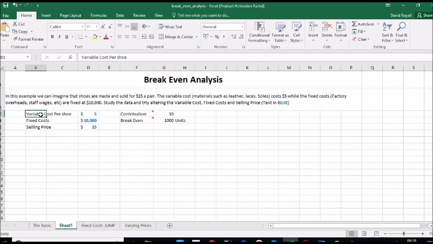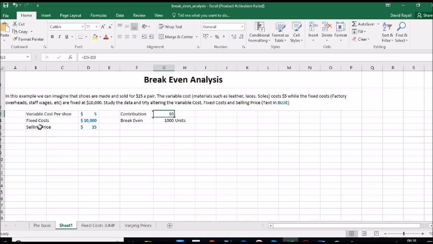So what have we got? Variable cost here, $5. Fixed cost, $10,000. Selling price, $15. The figure we want to extract from this is called contribution. This is the amount that each pair of shoes contributes to these fixed costs. So, if we're selling shoes at $15 and the variable cost is $5, then the mathematics is simple. It's 15 minus 5 to give us 10. So each pair of shoes contributes $10.